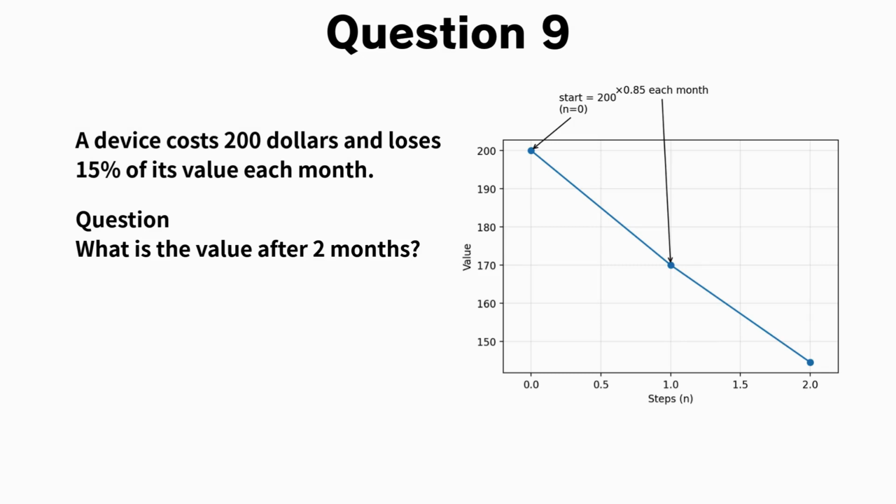Now, let's look at question 9. A device costs $200, and it loses 15% of its value each month. Your task is simple. What will the value of the device be after 2 months? Think carefully about how this value is changing over time. Is the value decreasing by a fixed amount, or by a fixed percentage? Take about 30 seconds to think before moving on to the explanation.